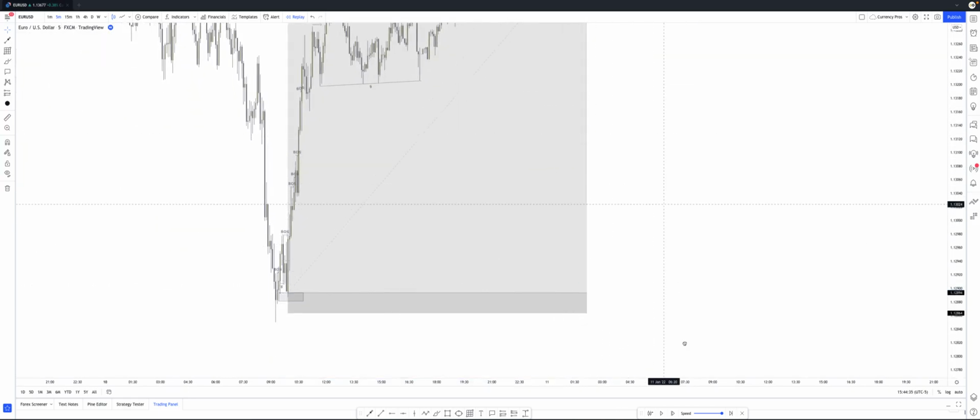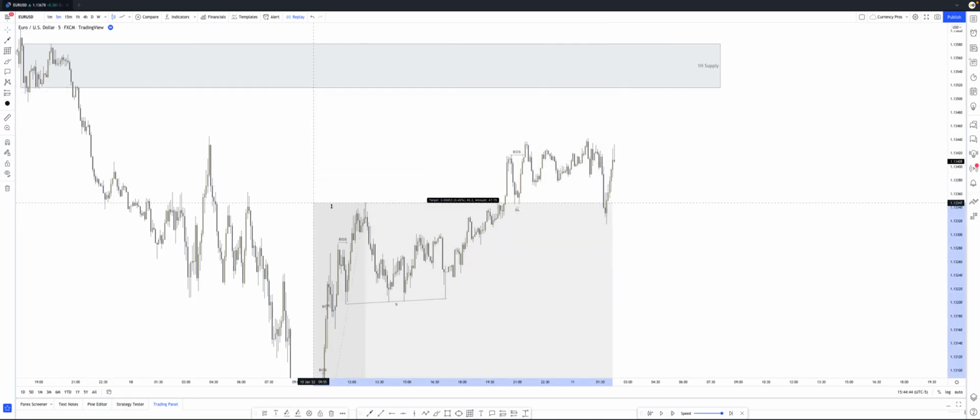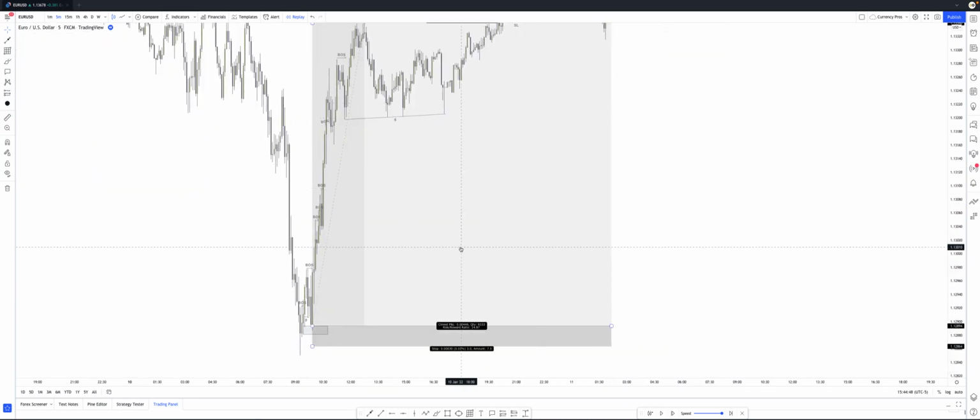Give me just a second here. Let me just adjust this. Yeah, so our stop loss was right here, and we would have been taken out right here. So what does that give us? That leaves us overall with just over 44 pips, just under 15R.